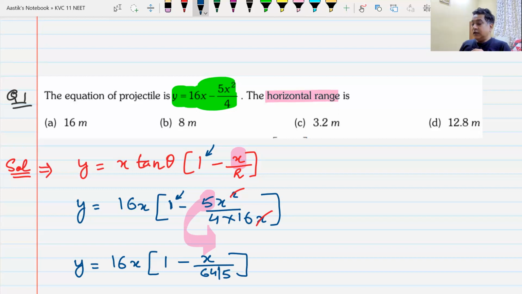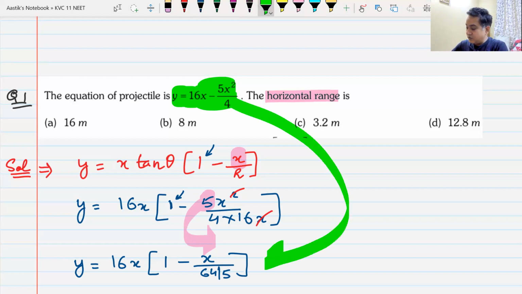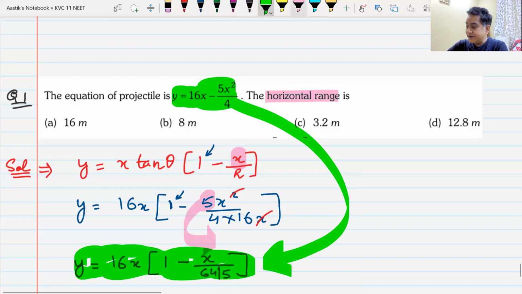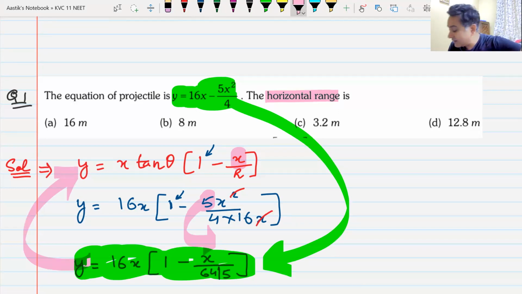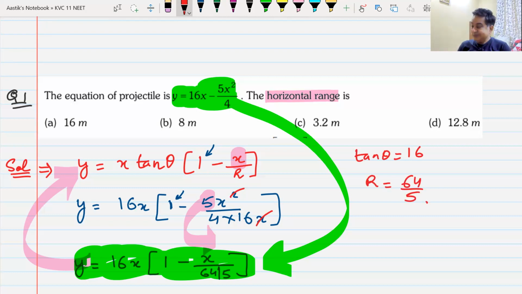Now this equation looks the same as the green one. Now I need to compare it with the red one, and I can get the value of everything that is required. For example, if someone asks me the value of tan theta, my dear friends, the value of tan theta is 16, but that was not asked. I was asked the range. Range is 64 by 5. Do we understand this?